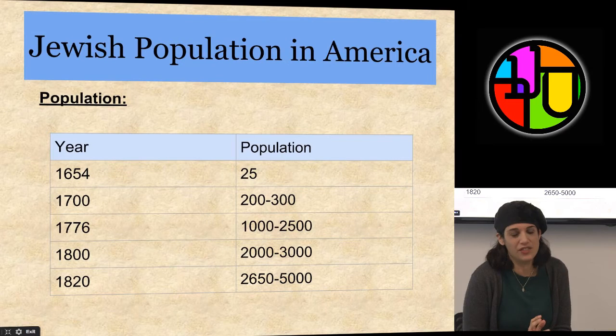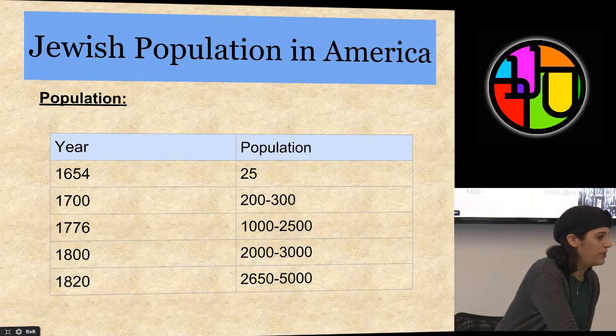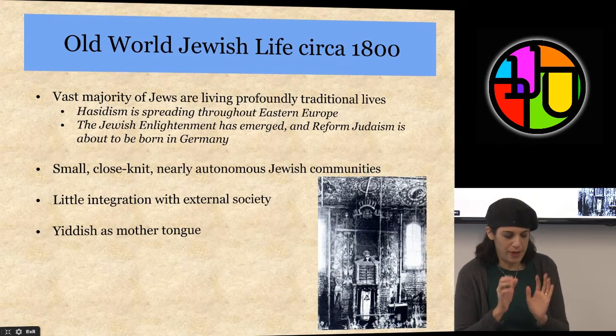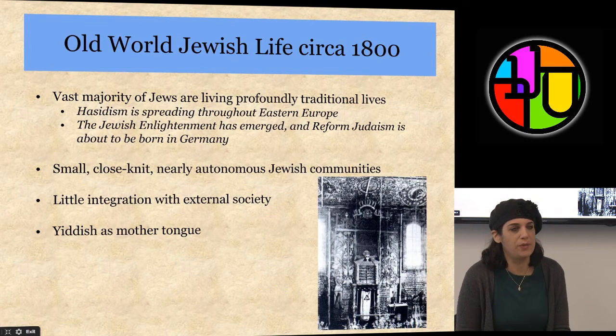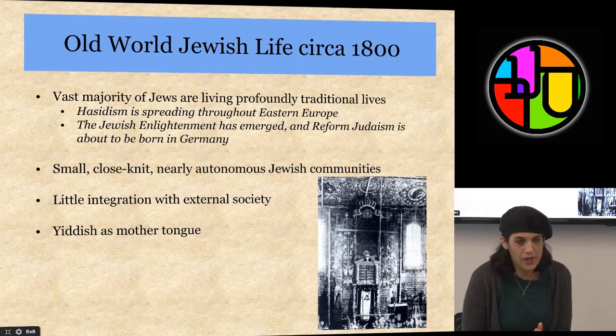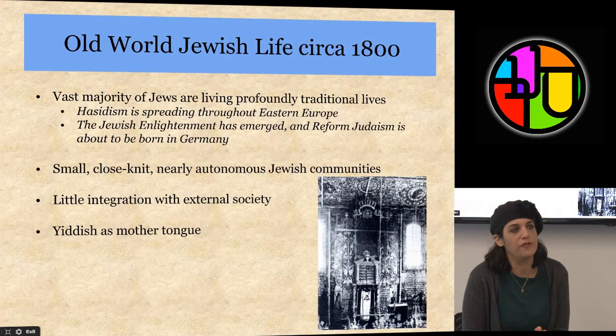Yeah, I mean it's just a totally different world in Europe. So let's talk a little bit about what Jewish communities look like in Europe. This is probably not news to any of you. The vast majority of Jews living in the 18th century and early 19th century are still living profoundly, profoundly traditional lives, even in Central Europe and certainly in Eastern Europe, where they don't modernize until the 20th century.